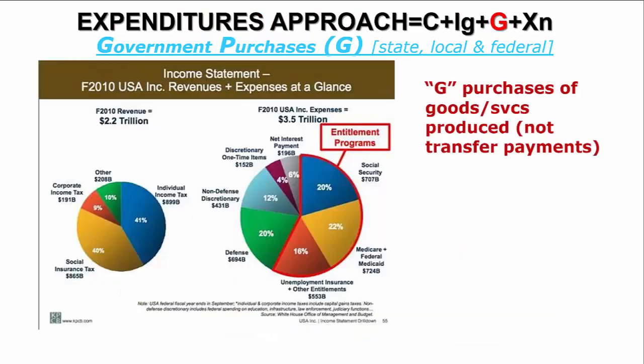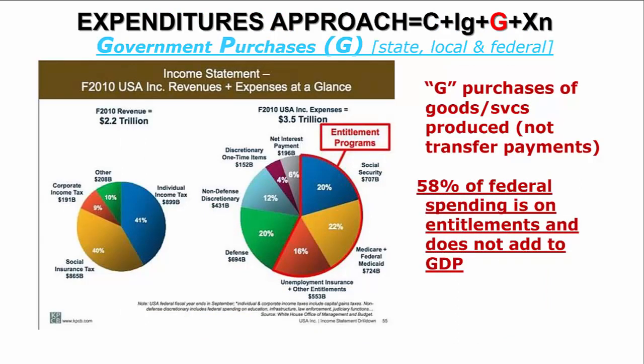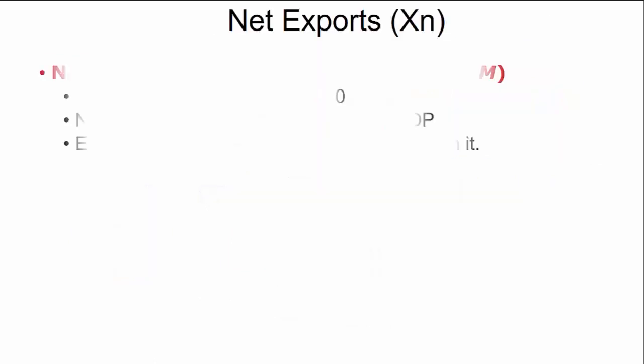Alright, so speaking of government, I wanted to let y'all be aware that most government spending does not add to GDP. It's actually more than 58% now. It's about 60% of all federal government spending is on transfer payments, and so that does not add to GDP.